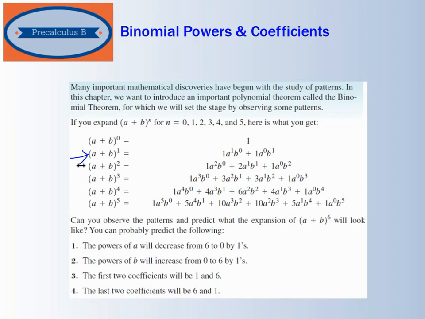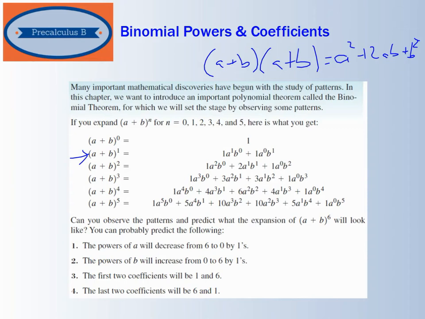When we take a plus b squared, and you remember a plus b squared is just a plus b times a plus b, we do FOIL, you get a squared plus 2ab plus b squared. We did a lot of this in algebra 2, dealing with binomials. Well, we could write that as 1a squared b to the 0, because b to the 0 is just 1, 2a to the first b to the first, plus 1 a to the 0 b squared.